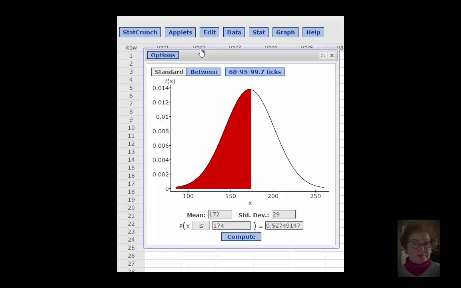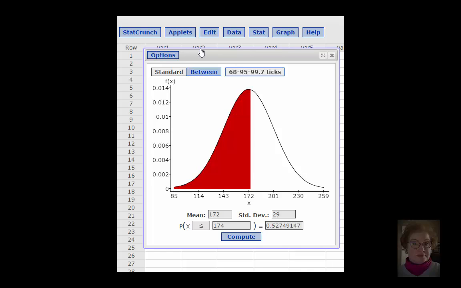And right there you can see I'm just slightly above the mean. You can click on the 68, 95, 99.7 ticks if you want to, so that you know your standard deviation units. But again, I can quickly find the same answer. So the probability that a single passenger will weigh 174 pounds or less is about 53% of the time.